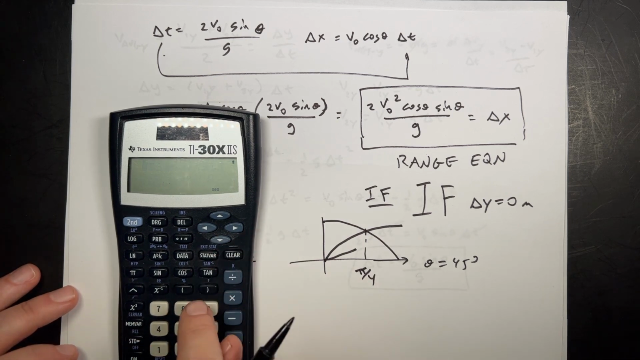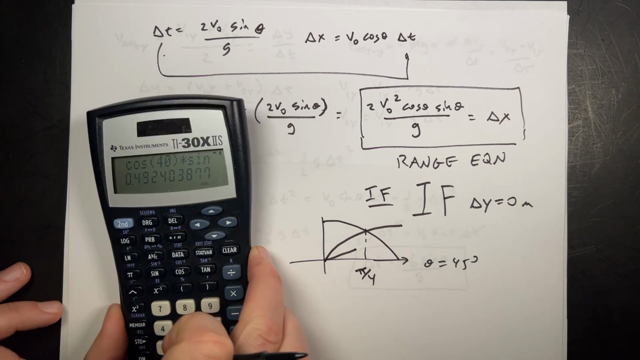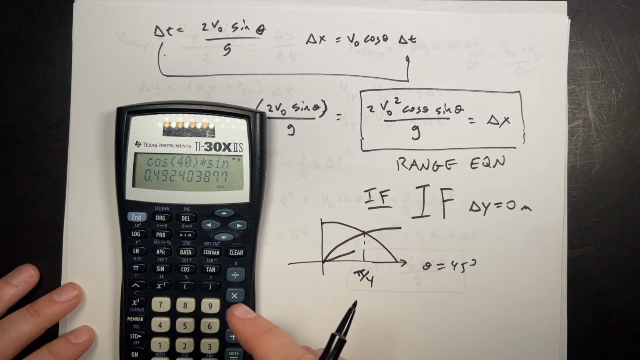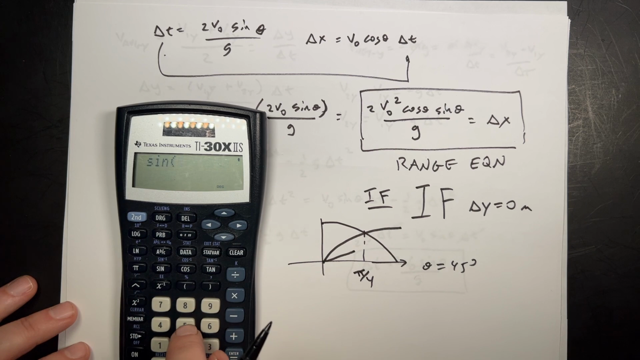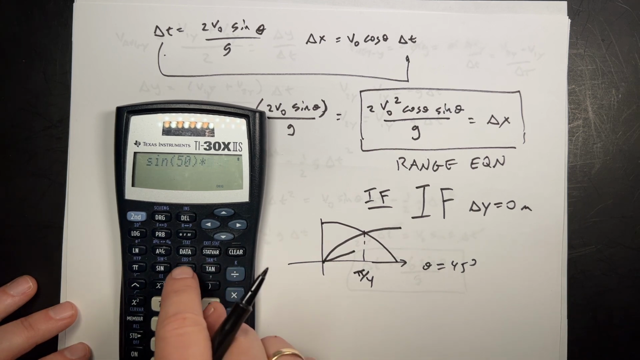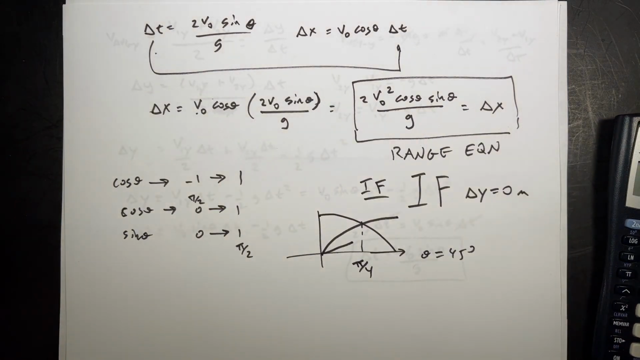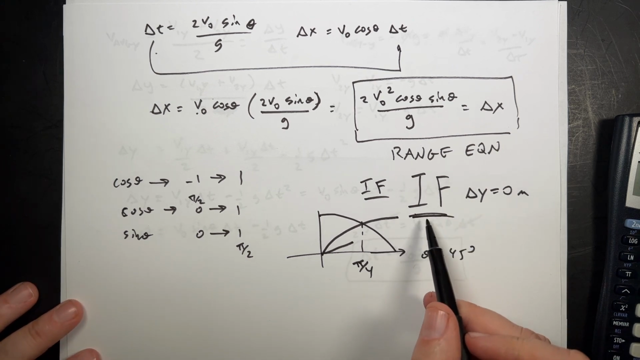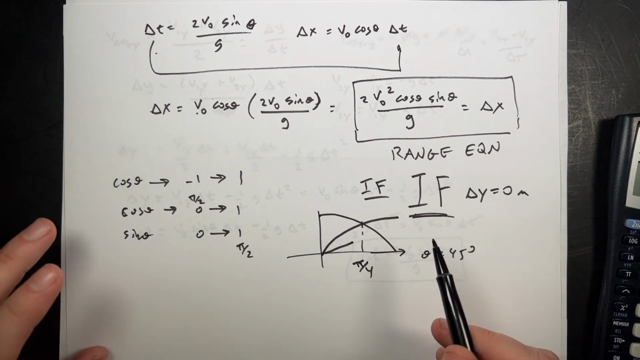Cosine 40 times sine 40 equals 0.49. And I just did the 45s, I got 0.5. And then if I do sine 50 times cosine 50, I get that same value. So they're both lower than 45. You can play around with that all you want, but the answer is 45 degrees. So is the maximum range 45? It could be, if, and it's a big if right there, it's level ground and the gravitational force is the only force.